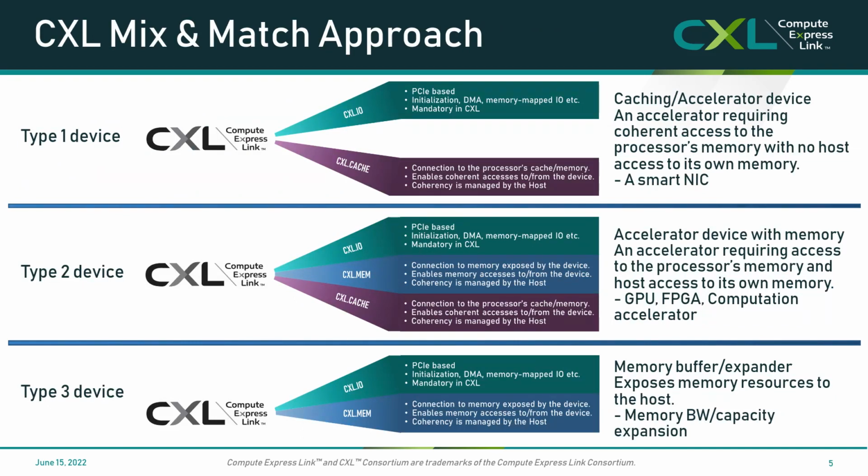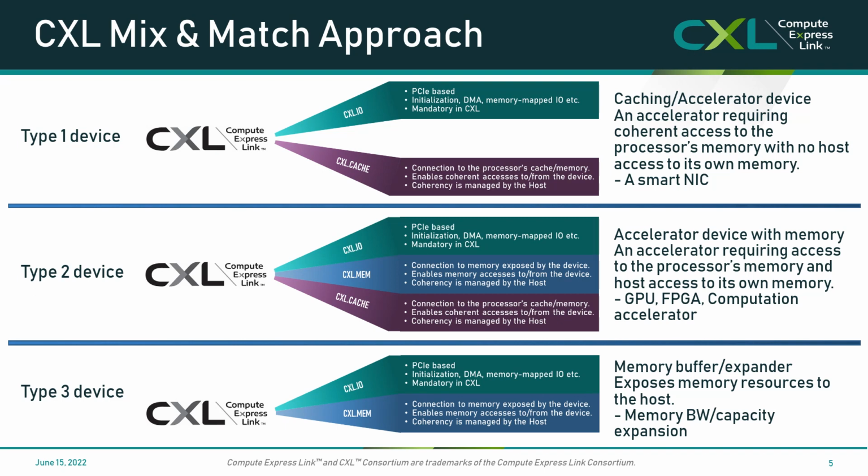So what happens if you don't need all these features? This is where CXL allows what we call a mix and match approach. For that reason, CXL defined three types of devices. There's the CXL Type 1 device, which implements CXL.io, which is mandatory as I mentioned, and also a CXL.cache interface. This kind of device will typically be a caching device or an accelerator that requires coherent access to the processor's memory, but doesn't necessarily require host access to its own memory. Typically that could be a SmartNIC device.